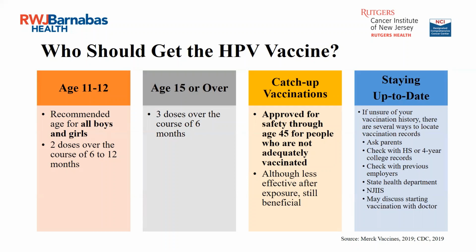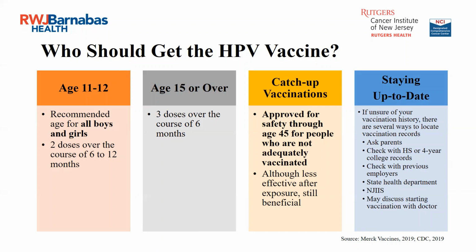So when it comes to the HPV vaccine, many people struggle with the issue, rather, of not knowing whether or not they got the HPV vaccine. If you're unsure of your vaccination history for HPV, there are several ways for you to locate your vaccination records. One thing you can do is ask your parents or legal guardians, if possible, to see if they remember or if they have your records.